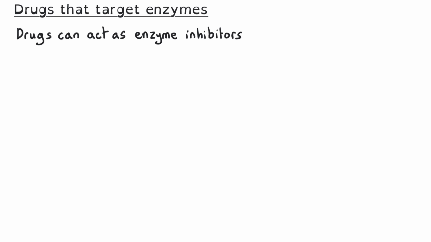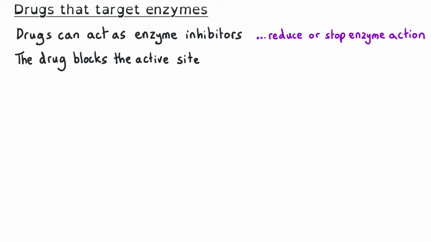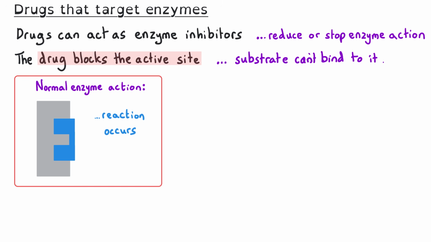Some drugs can act as enzyme inhibitors, and this means that they reduce enzyme effectiveness or even stop the enzyme working entirely. The drugs block the active site, which means that the normal substrate can't bind to it, and so the reaction is blocked. This is how certain medicines slow down or stop reactions that would otherwise be harmful. In this diagram on the left-hand side, you can see the enzyme with the normal substrate occupying the active site and the reaction occurring.